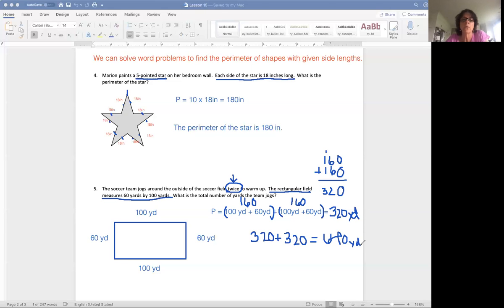So the answer to the question, what is the total number of yards the team jogs? We need to write our target sentence. So we can say the total number of yards the team jogs is, and our answer was 640 yards.